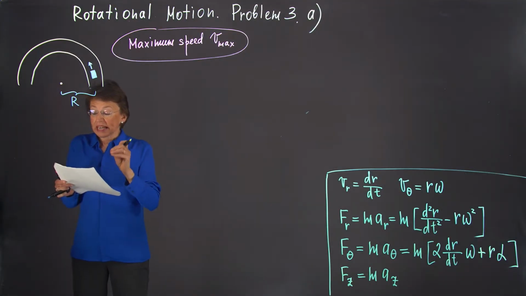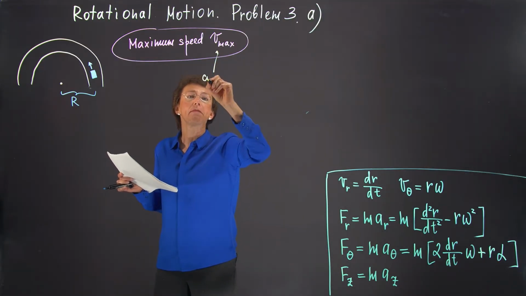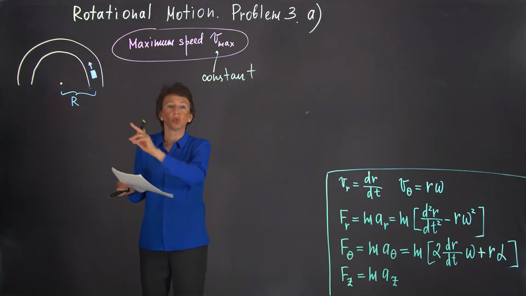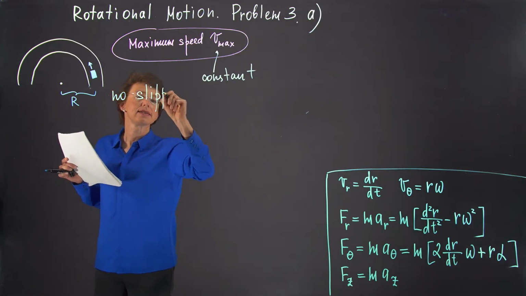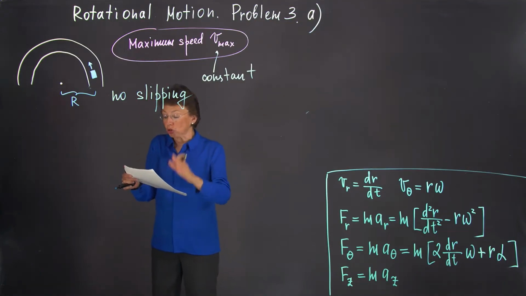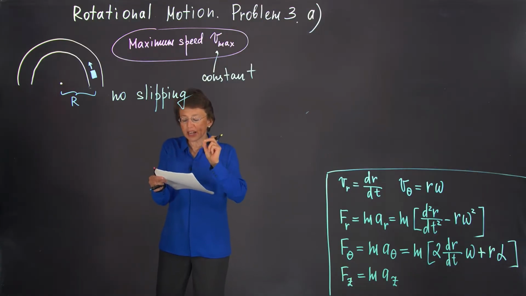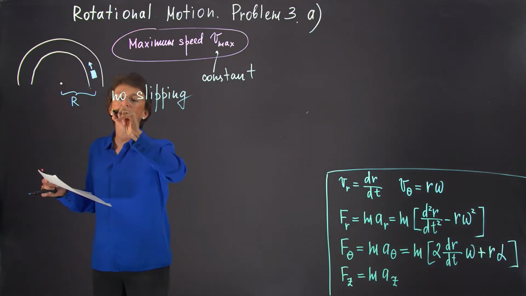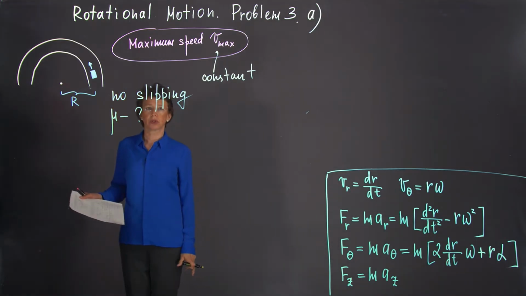If a car is to travel at this maximum constant speed without slipping, no slipping, what must be the coefficient of friction between the car and the road? We are looking for the coefficient of friction between the car and the road.